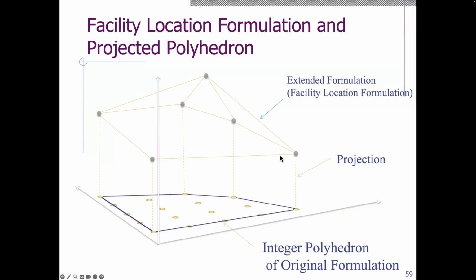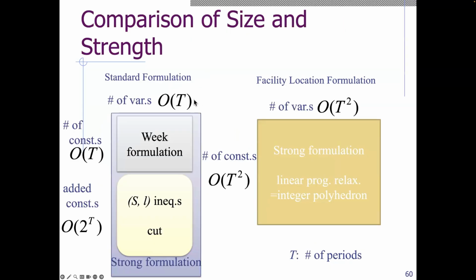I have talked about two types of formulations of the lot sizing model. The standard formulation requires O(t) constraints and O(t) variables where t denotes the number of periods. It's a compact formulation but unfortunately weak. By adding (S, L) inequalities to cut off the LP optimal solutions, we get a stronger formulation. Actually, if we add all the (S, L) inequalities, whose number is an exponential order of the input size, we get the integer polyhedron. In practice we can add just a fraction of (S, L) inequalities as a cutting plane.